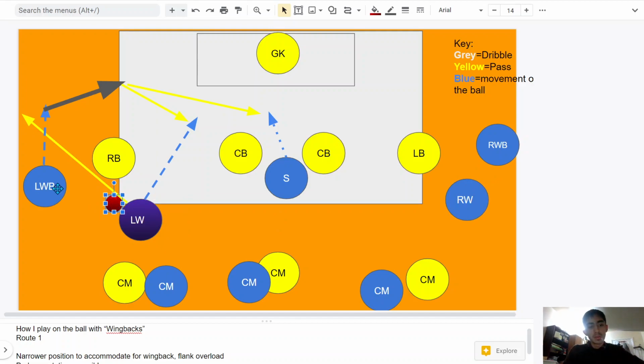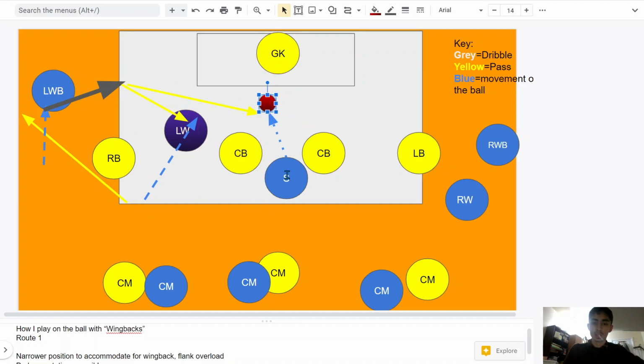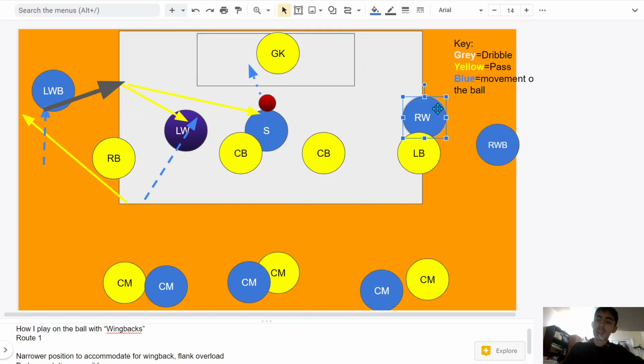But with the introduction of a wing back, what I can do is give the ball to him and let him do the role of your traditional winger. Let him take the ball forward whilst I walk into this half space over here within the line, right? And he can pass to me and I can shoot, or he can pass to a striker who is doing the same thing as me. Or he can pass it to a winger or a wing back who's doing the same thing as me, right?